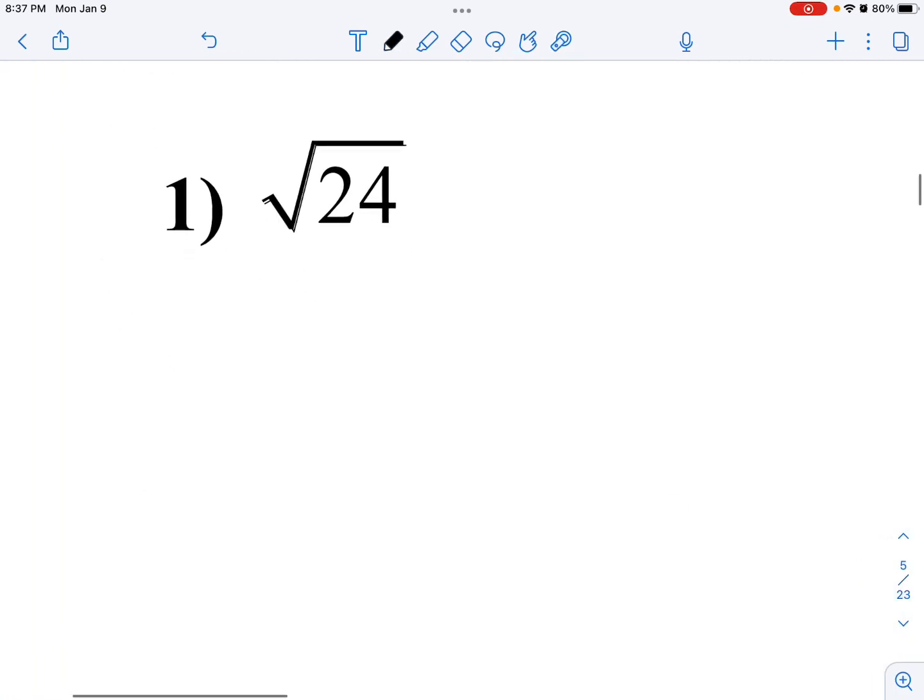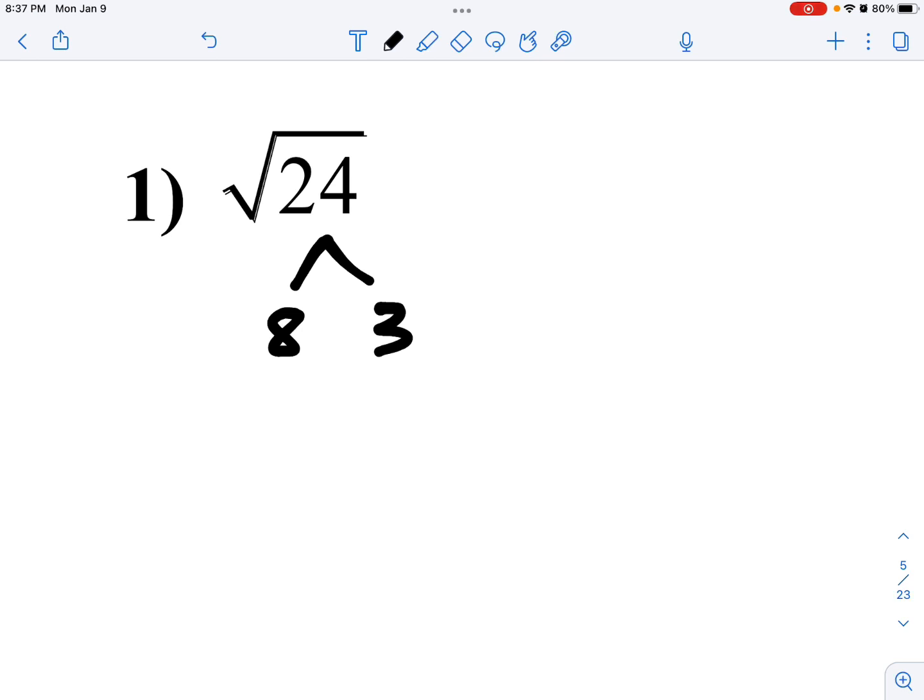And what I'm going to do for 24 is I'm going to break it down. What times what is 24? First thing I think of is 8 and 3. Yes, you could also have written 6 and 4, or you could have written 12 and 2. You just break it down whatever the first way you think of is, and that'll work. We'll get the same answer at the end as long as you don't make a mistake somewhere.